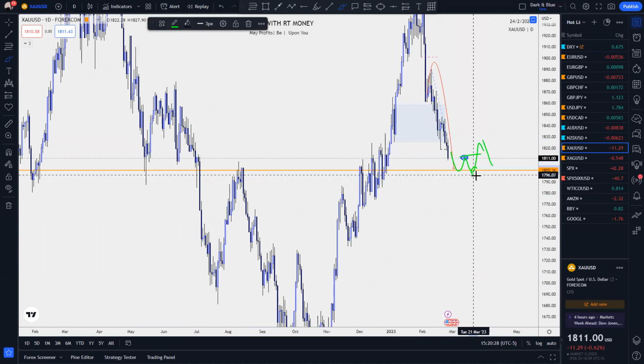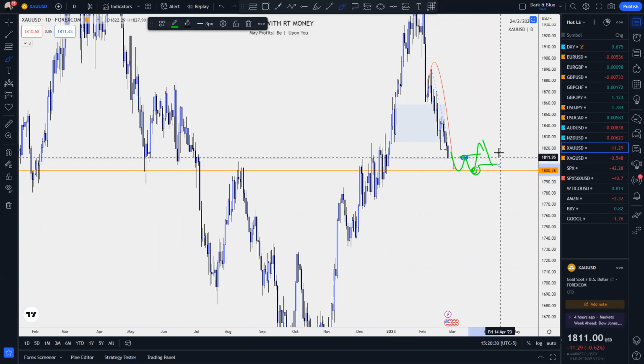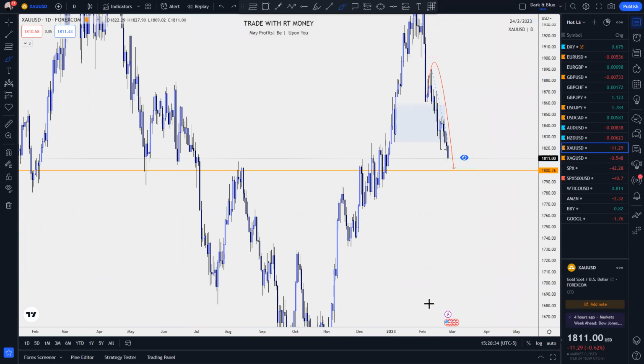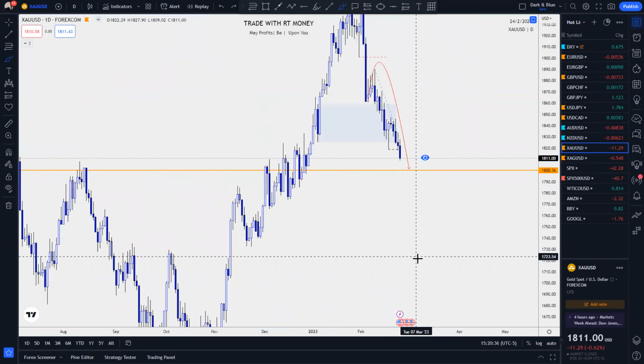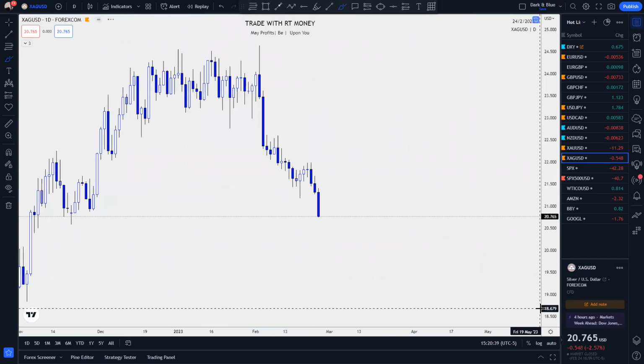It pulled back. It'll show respect to that low, and then we can take a higher probability trade to the upside. We'll see. Just let it cook. That's all I'm asking you to do. Let it cook. Silver.